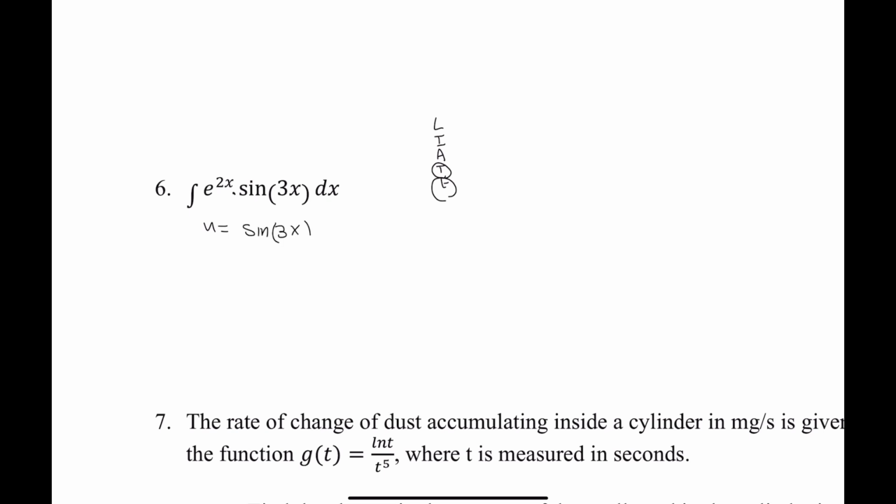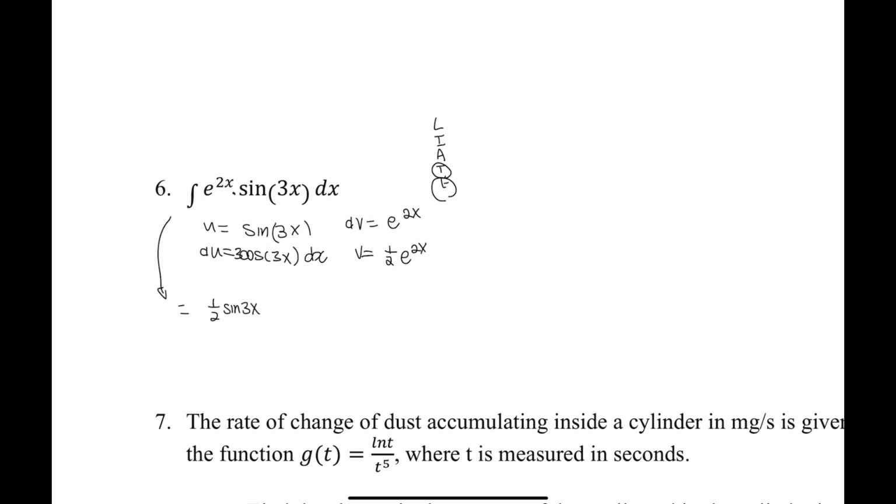Okay, and then we see that trig is above exponential, so we're going to put u equals sine 3x, right? And then du is going to be cosine 3x times 3, which is the chain rule, and then dx at the end. And then dv would instead be e to the 2x, right? So the integral of e to the 2x would be 1/2 times e to the 2x.